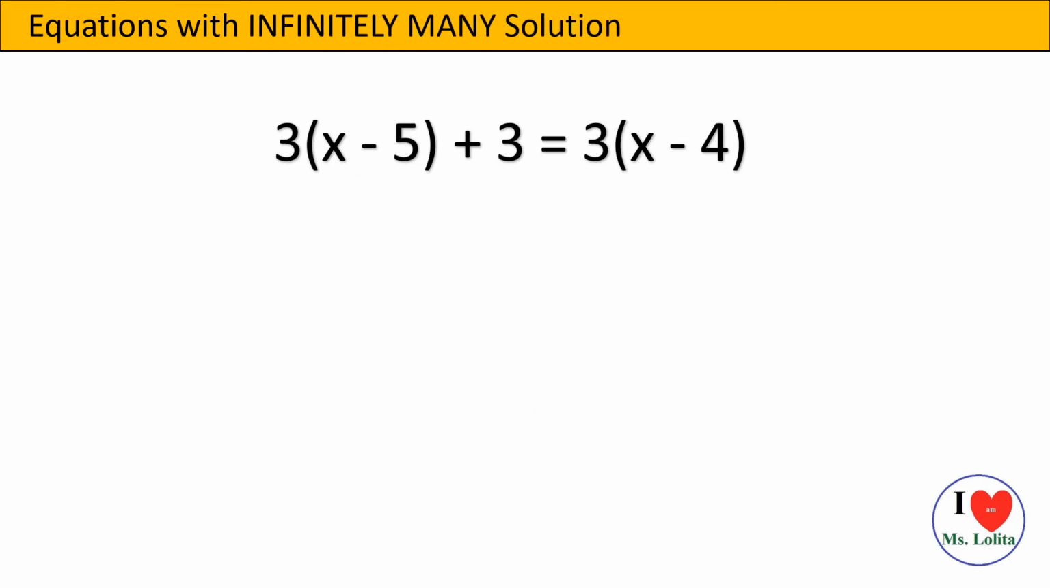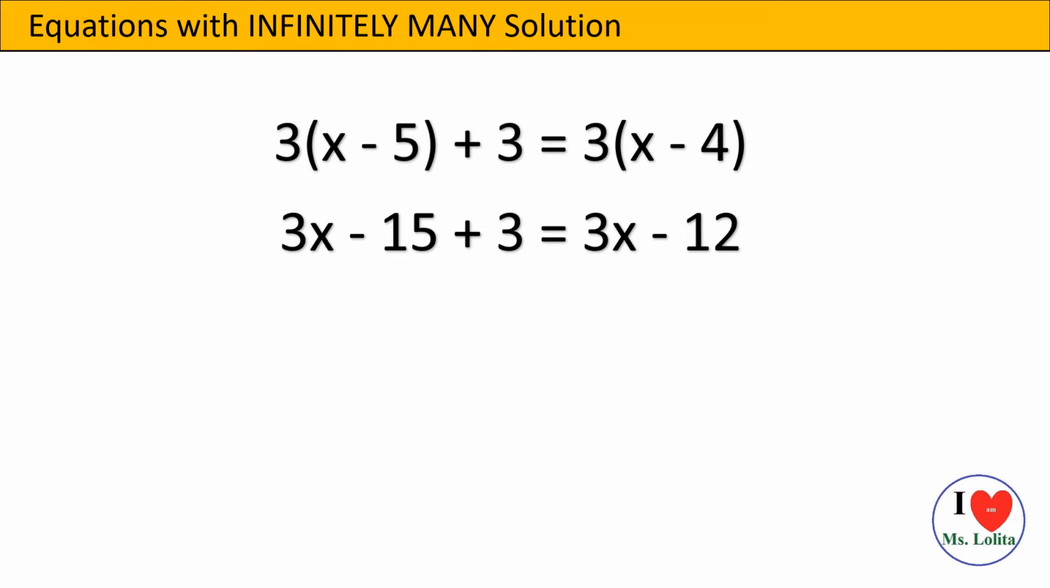Let us work on this example so that you can understand the lesson well. 3 multiplied with the quantity x minus 5, plus 3, is equal to 3 multiplied with the quantity x minus 4. To solve the equation, we're going to use the distributive property of multiplication. We're going to distribute the 3 inside the parentheses. So, 3 times x is 3x, and 3 times negative 5 is negative 15. And then, we're just going to write the plus 3 as it is. Then, 3 times x is 3x, and 3 times negative 4 is negative 12.